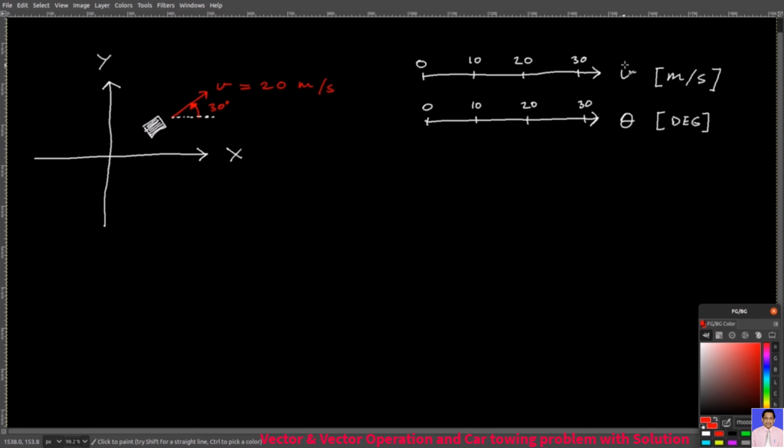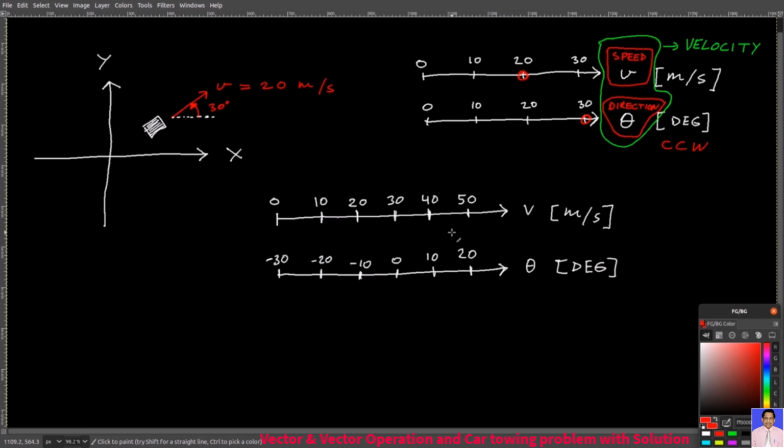And so this first axis, that's the speed axis. And the second axis, that's the direction axis. And then if you put them together, that's when you get velocity. So the car's velocity is 20 meters per second at 30 degrees counterclockwise. With these two dimensions, I can fully describe the car's velocity.